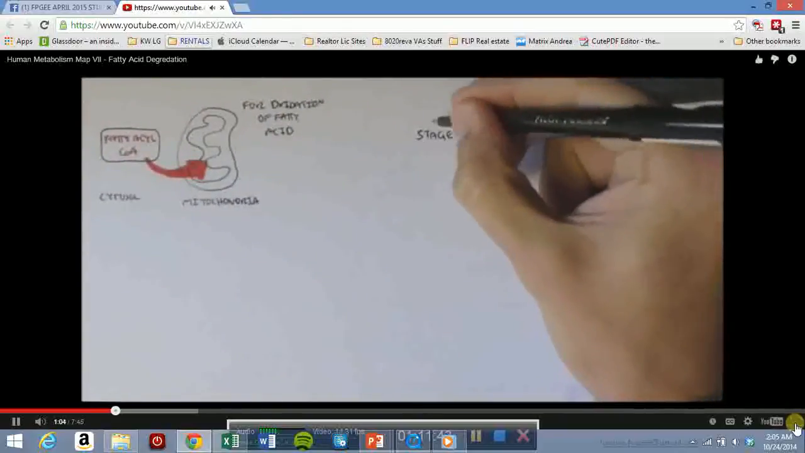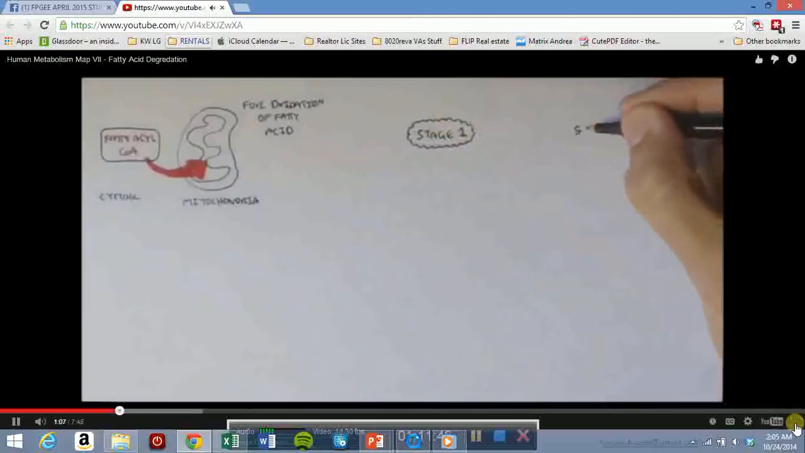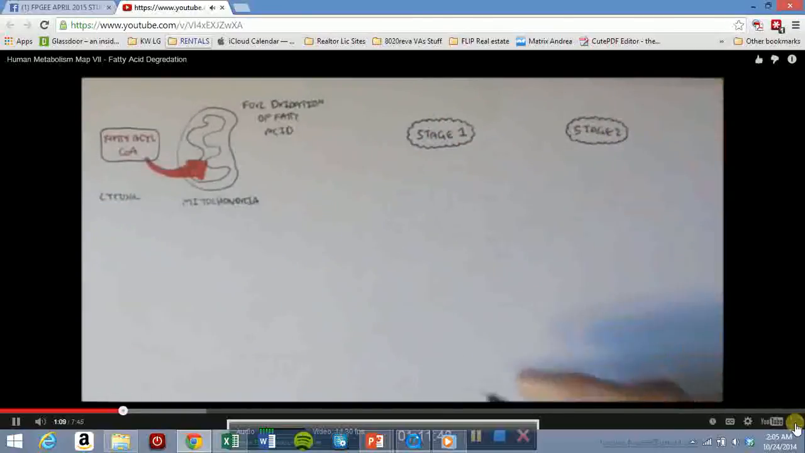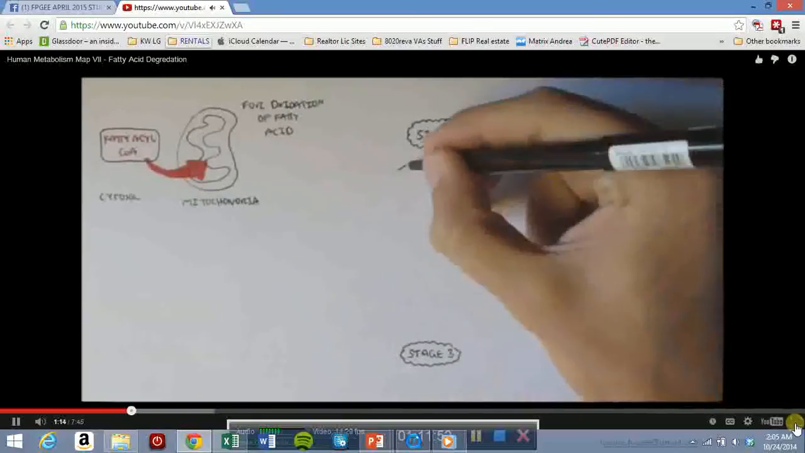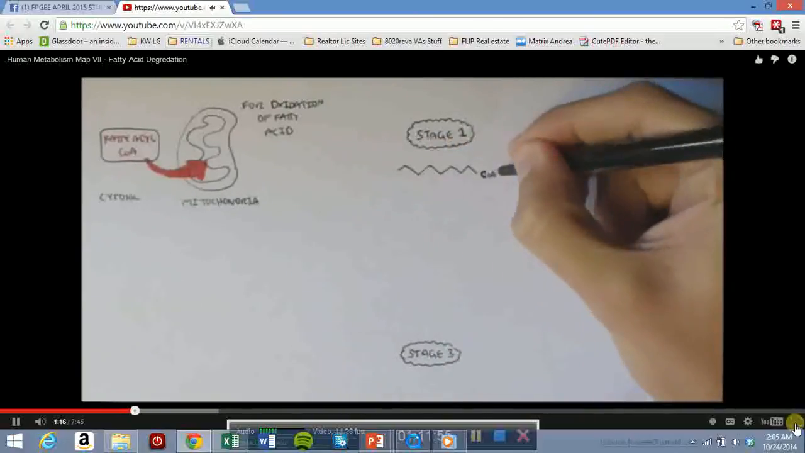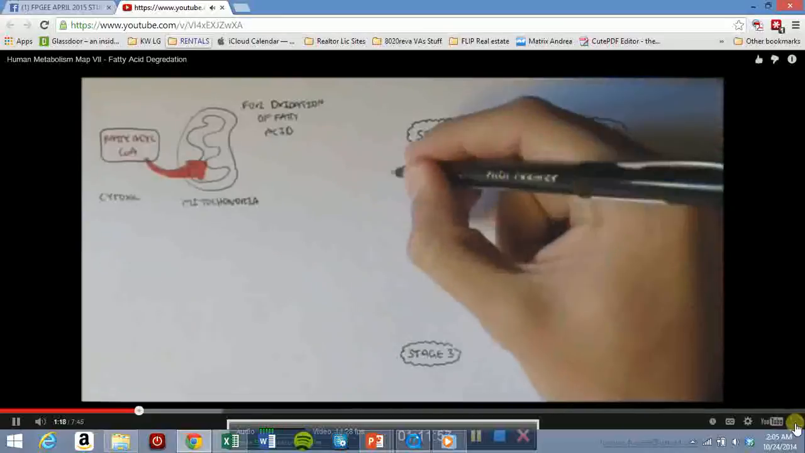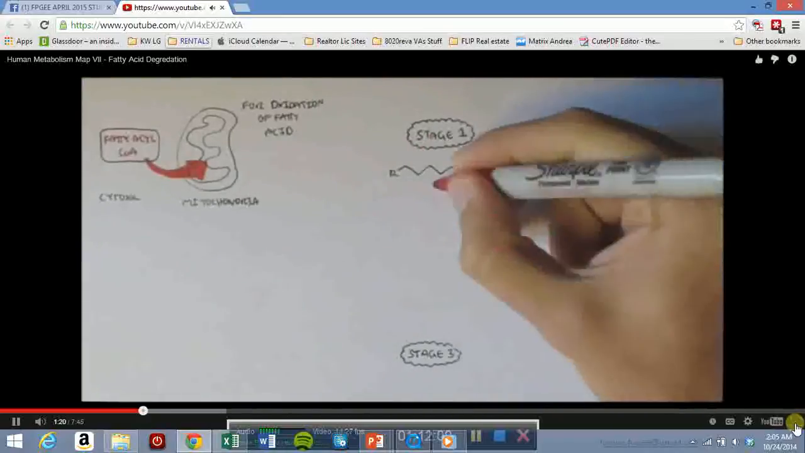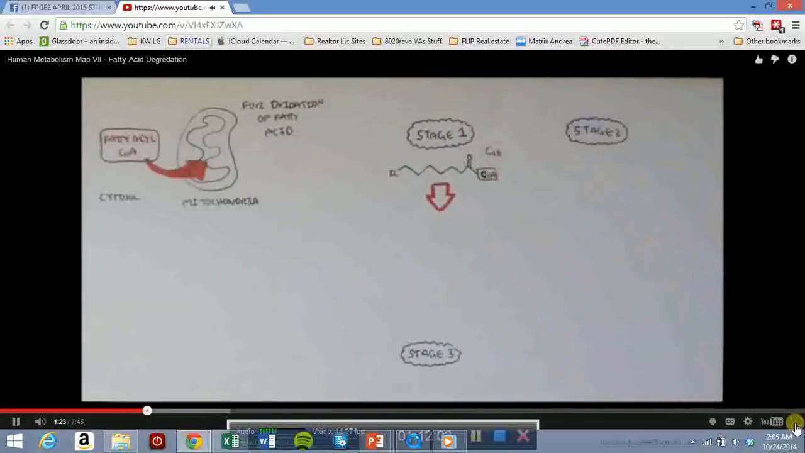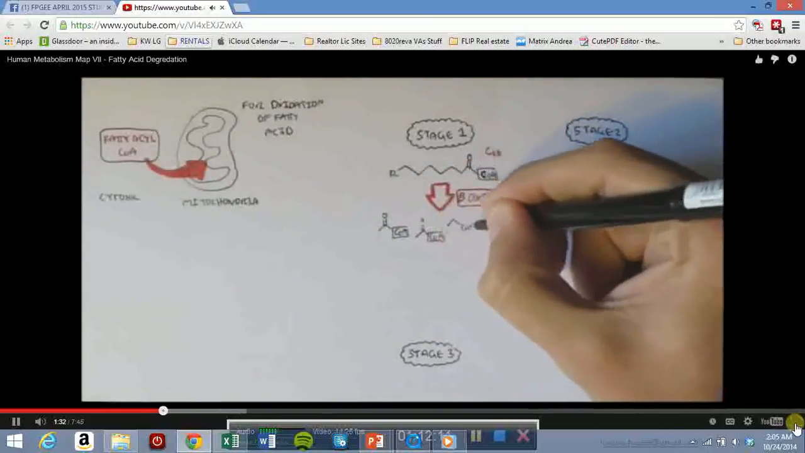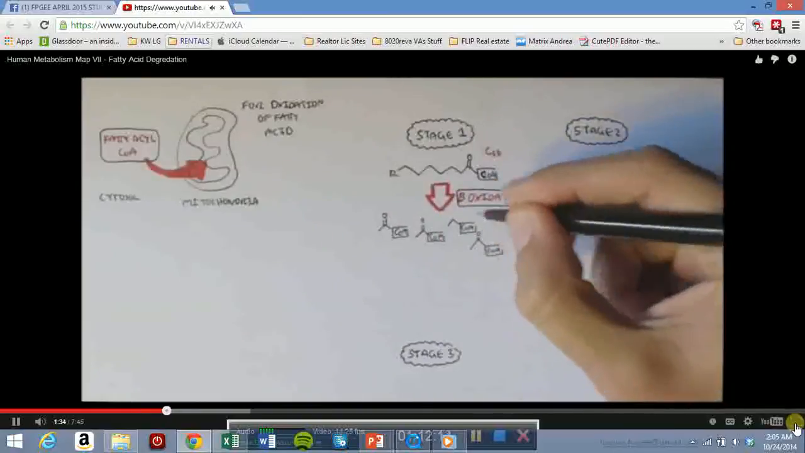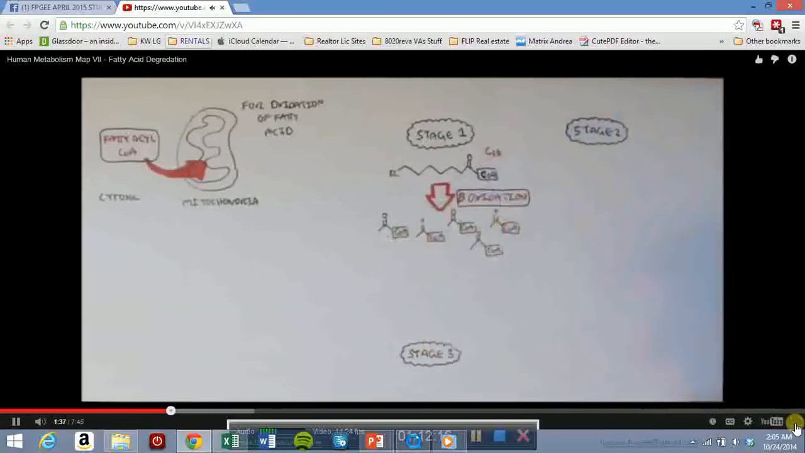Fatty acid degradation, or full oxidation, comes in 3 stages: stage 1, stage 2, and stage 3. Stage 1 is when a long fatty acyl-CoA, such as palmitoyl-CoA, a 16-carbon fatty acid, can undergo beta oxidation, which will essentially cleave two carbons at a time from the long chain fatty acid. So in this case, palmitoyl-CoA, which is a 16-carbon, through beta oxidation will make 8 acetyl-CoAs.